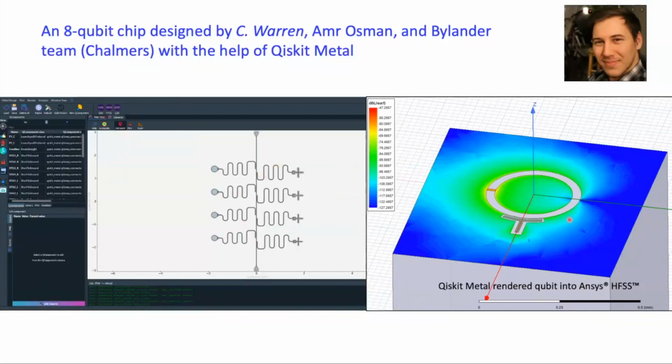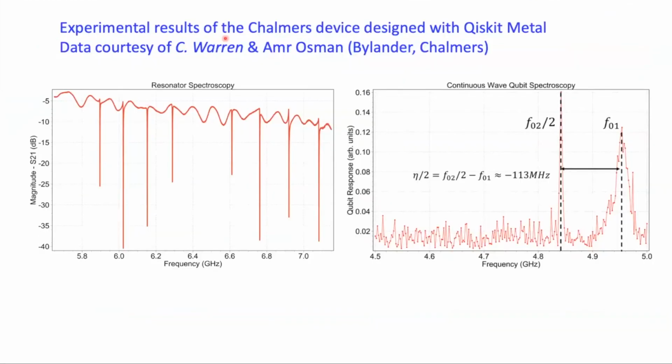Here's a simulation. This is the Metal GUI on the left. This is a simulation of one of the qubits inside of ANSYS HFSS, and I think that's its electric field radiation profile. There's the Josephson junction simulated there. So Chris, Amor, and Jonas's group were able to make this chip, help design it with Metal, make it, cool it down. And just last week, Chris sent us some experimental data. Yes, thank you. That does deserve a clap. So thank you for that reaction.